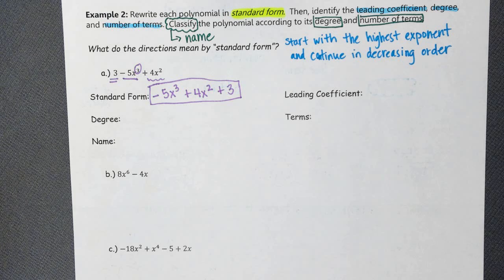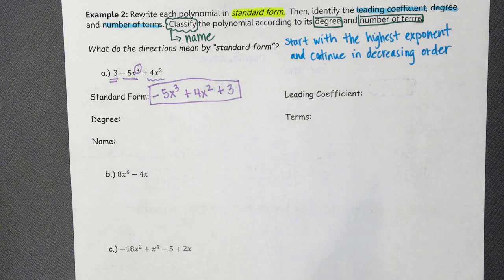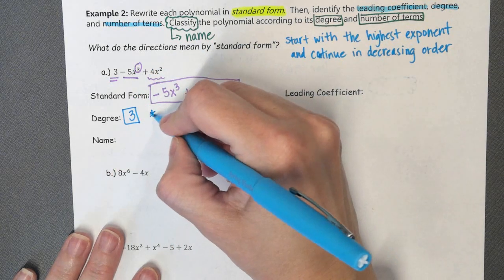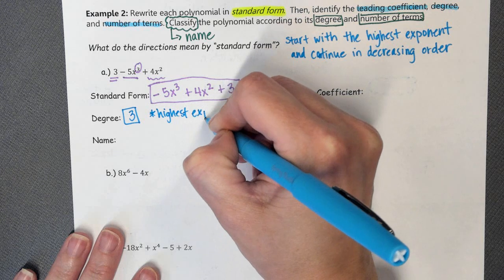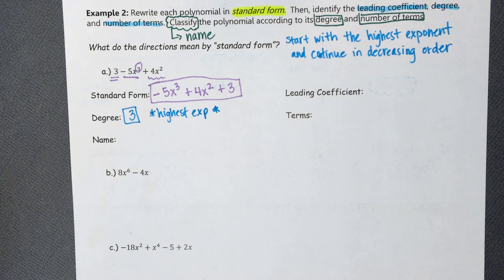Okay, now the degree is just the highest exponent. Okay, so Gabe, if I'm looking at this, what's my highest exponent that we see? Yep, it's just 3. Okay, so the degree is always the highest exponent. So once you put it in standard form, it really should be the first one that you see.